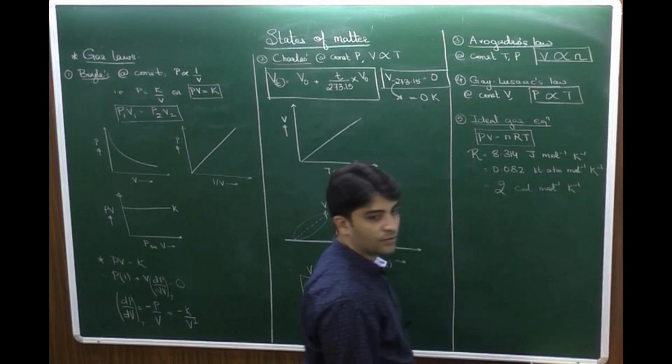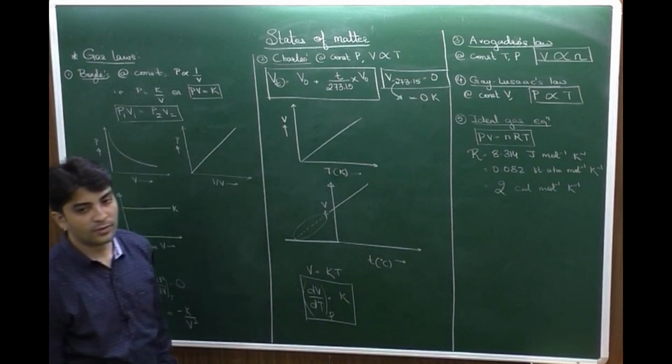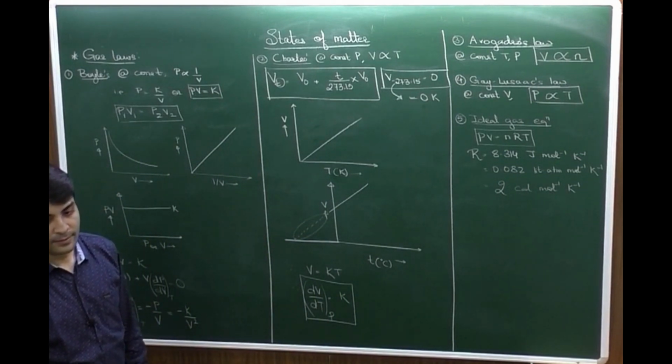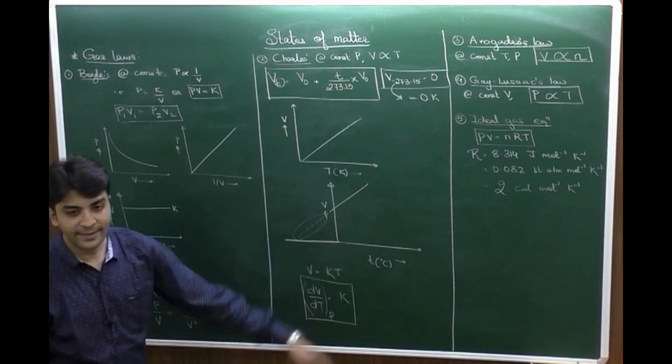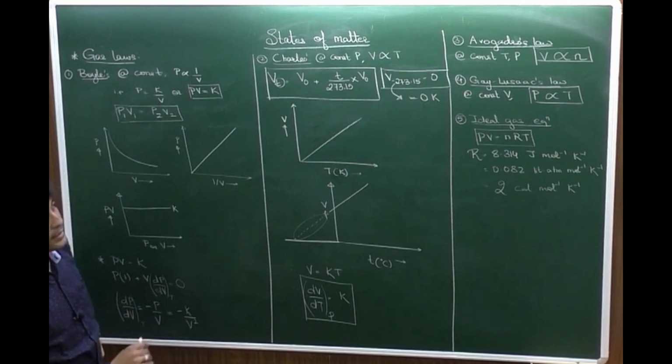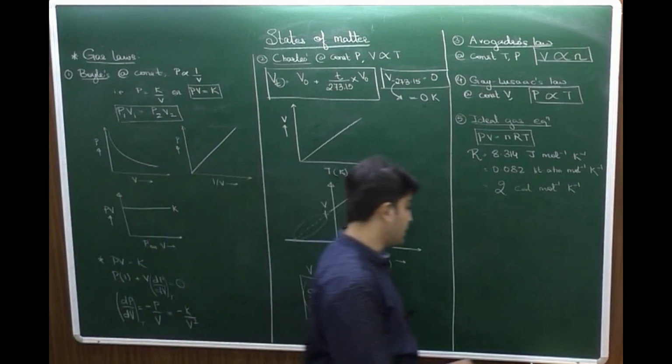It should be clear because in thermodynamics we have talked about these values of R. Boltzmann constant, that is R by NA is K. That I will explain in kinetic theory. We will do it in kinetic theory. Now, some important relations from the ideal gas equation.